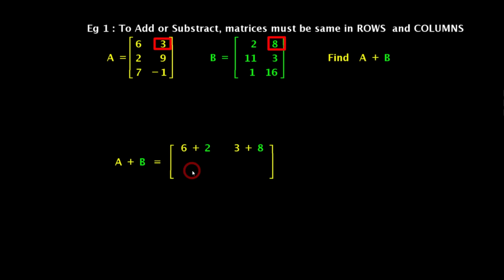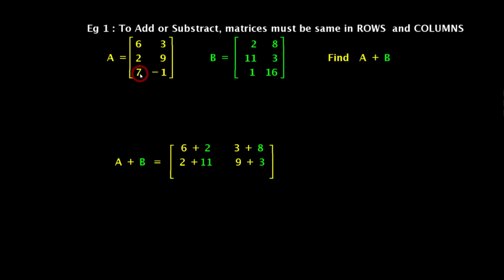Next is bottom left over here. So we will do the same thing. We will pick up the 2 and pick up the 11 and write the addition over here. It's 2 plus 11. Next one, we pick the 9 and pick the 3 and add them and write it over here.